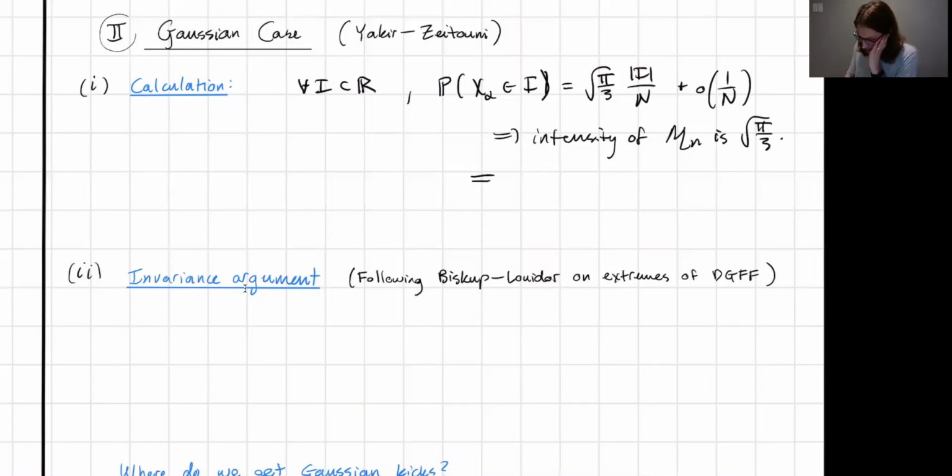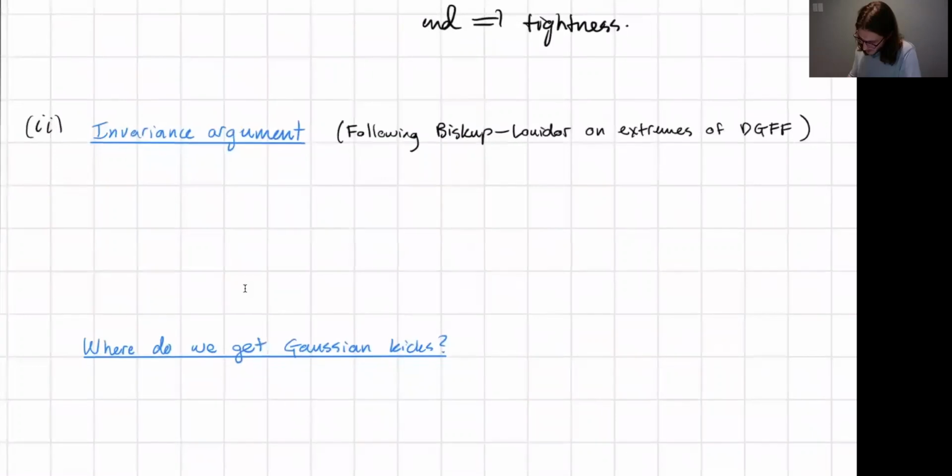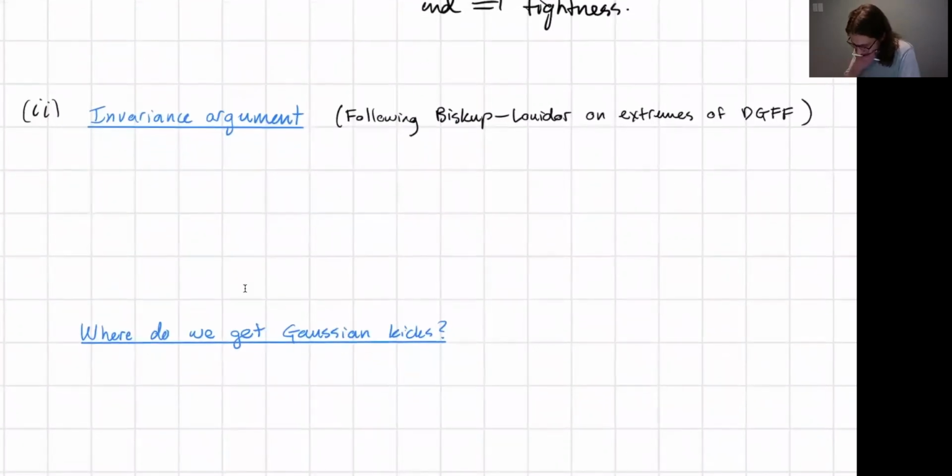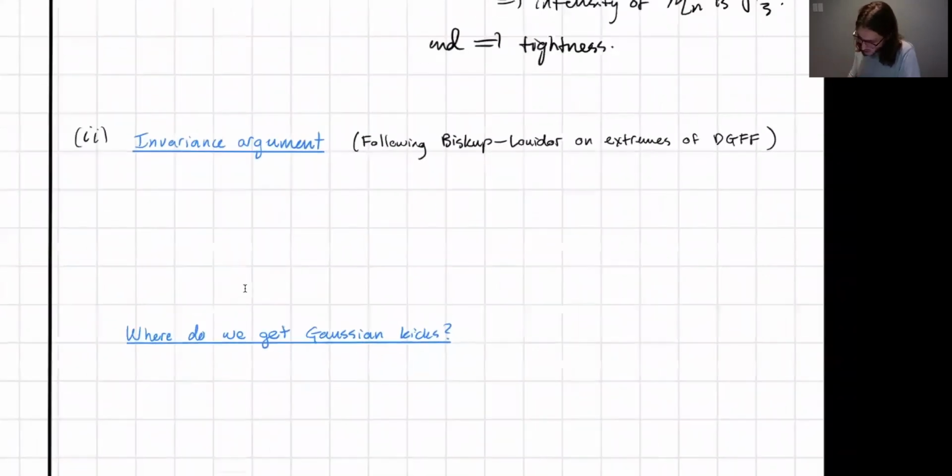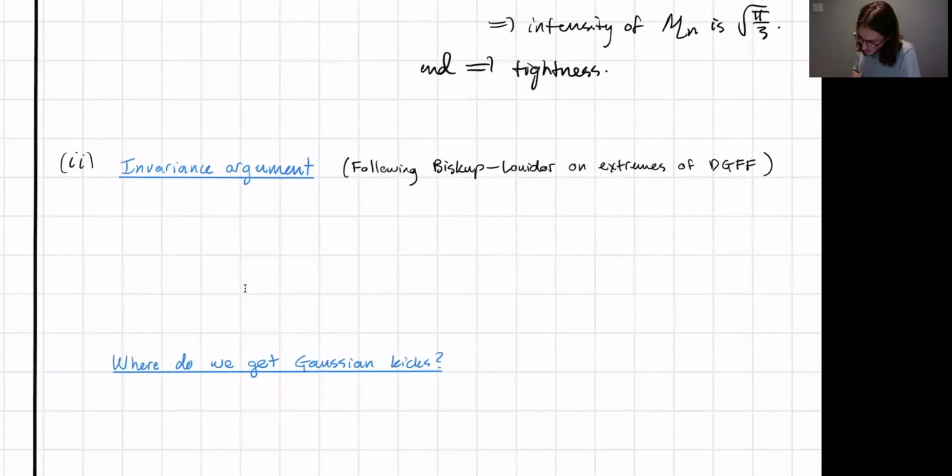It also gives tightness. This is needed for technical reasons, but you have tightness of the distribution, which is useful because they need some compactness argument. The compactness is needed in order to apply the second ingredient.